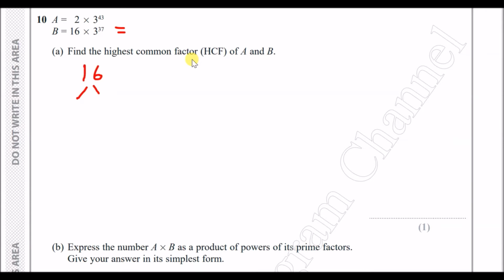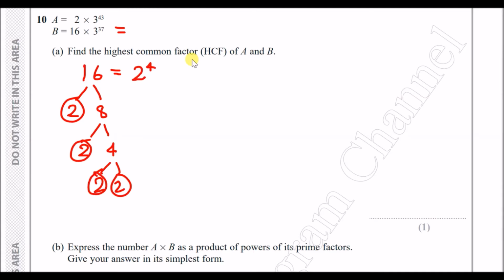16 can be broken down into 2 and 8, so always use the factor tree. 8 can be broken down into 2 and 4. 4 can be broken down into 2 and 2. Oh, I should have guessed that. 16 is the same as, guys, how many 2's are there? It's 4. It's 2 to the power 4. So essentially, B is just 2 to the power 4 times 3 to the power 37.